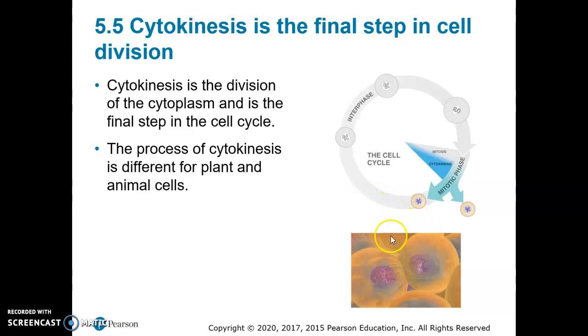So cytokinesis is the final step where the cytoplasm divides, and then now you have two daughter cells, and those two daughter cells should start doing their work, or they can start going into mitosis again.